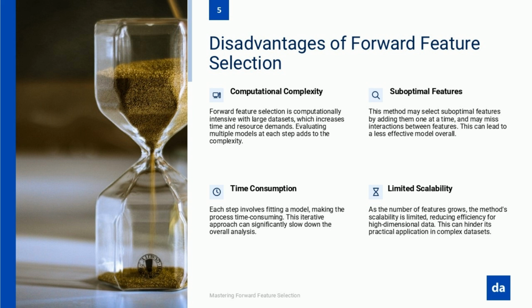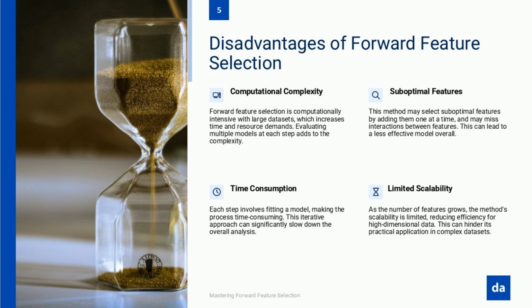Then there's the suboptimal feature selection problem. Because forward feature selection builds the model one feature at a time, it doesn't always make the best long-term choices. Think of it like assembling a soccer team by picking players one at a time based on their individual stats, without considering how well they play together. Sometimes the best features work in combination, and this method isn't always great at catching those subtle interactions.